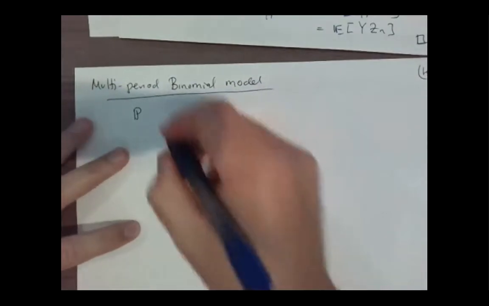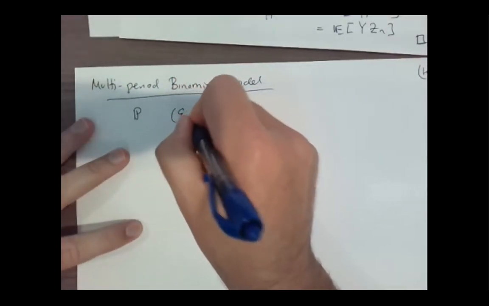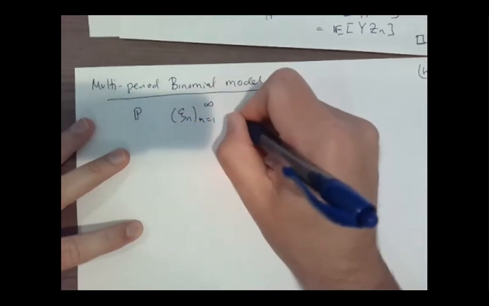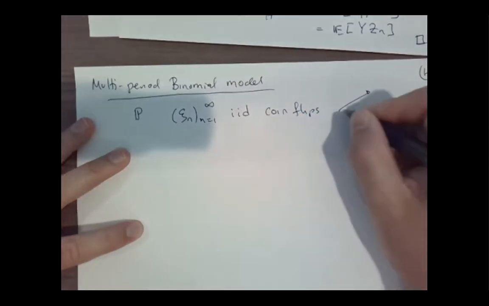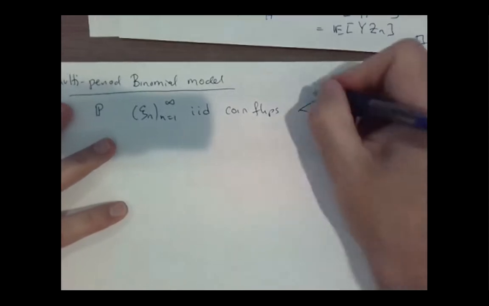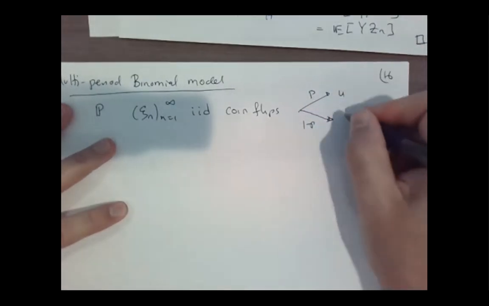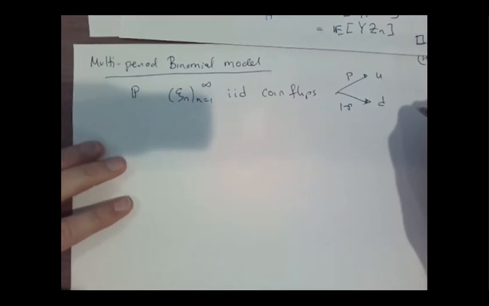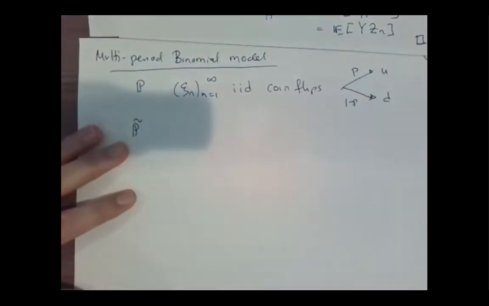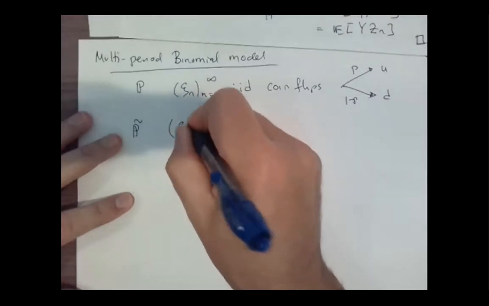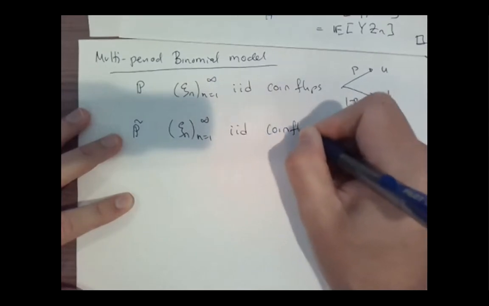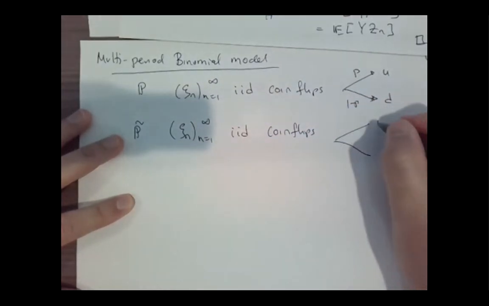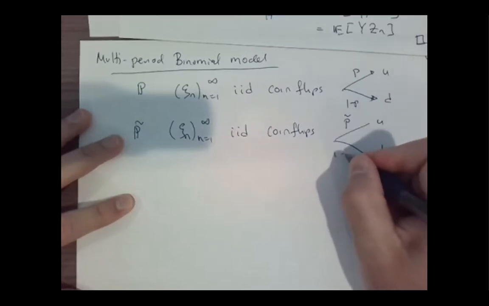we had a P measure, and under that P measure, we had these IID coin flips. This would be U and this would be D. And we also had a P tilde, and we have used multiple times that these were also IID coin flips, but instead of P, we would have P tilde, and we have 1 minus P tilde.